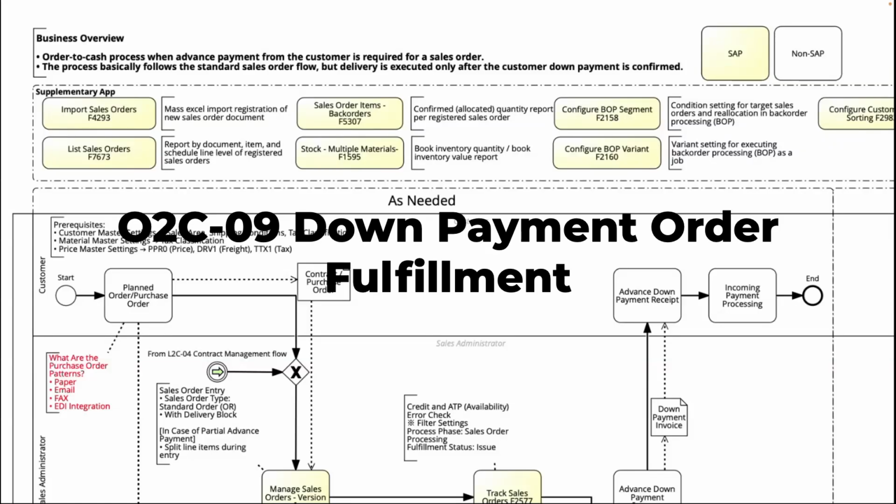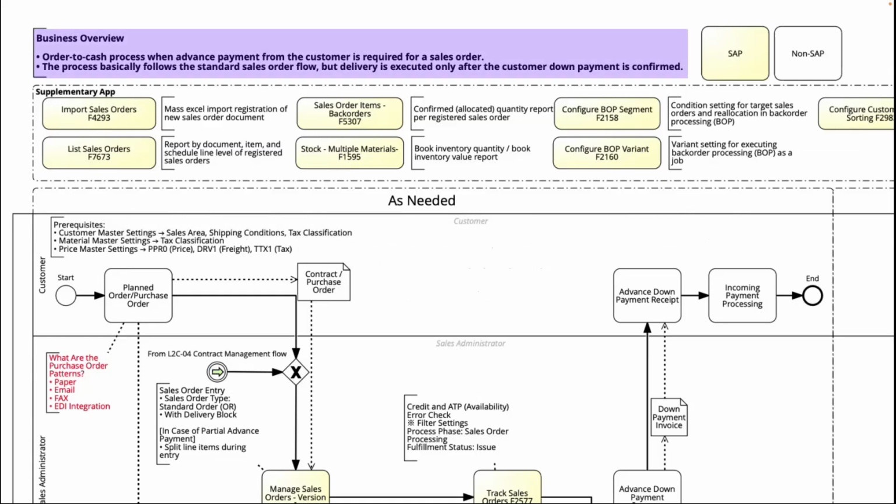I'll walk you through the O2C-09 down payment order fulfillment flow. This flow covers the order to cash process in scenarios where a customer must provide an advanced payment before proceeding with their sales order. Overall, the process looks very similar to the standard sales order flow. However, there is one key difference.